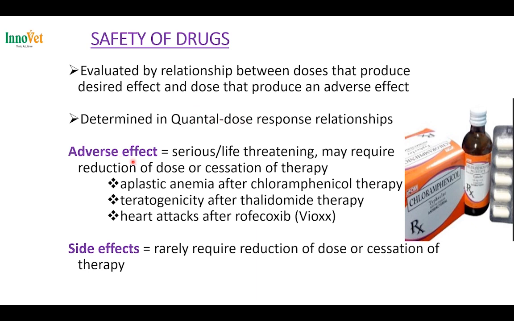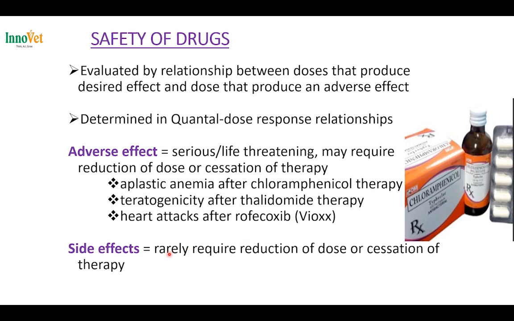Here the adverse effects that we have are serious or life-threatening, and they may require reduction of the dose or cessation of the therapy. For example, aplastic anemia, where you have prolonged use of chloramphenicol therapy, you have more susceptibility to aplastic anemia. Then teratogenicity, if you overuse thalidomide therapy, and also heart attacks after rofecoxib or Vioxx.